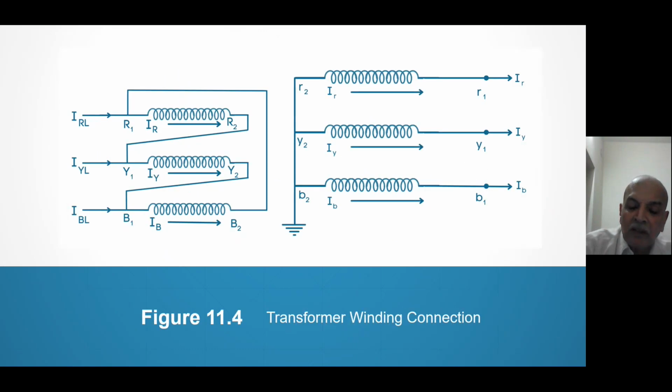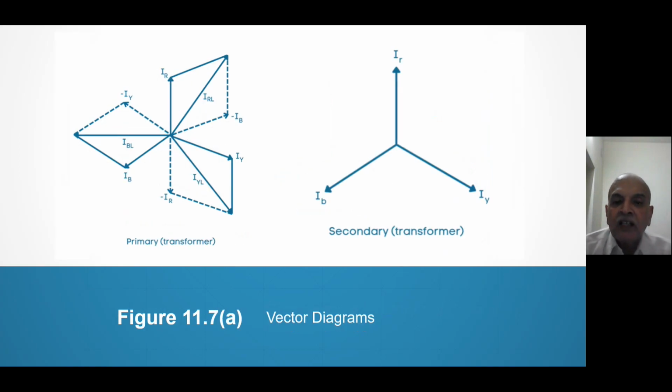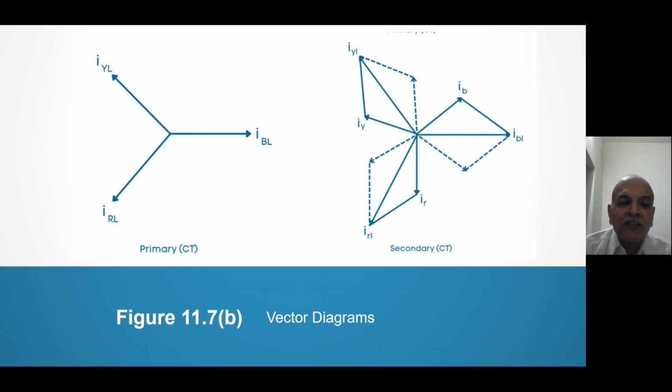It has missed this. This is conversion of primary and secondary vectors. This is true. This we have seen. Then vector diagrams, primary transformer, secondary transformer. This we have seen, right? And then we are seeing primary and secondary of CT.